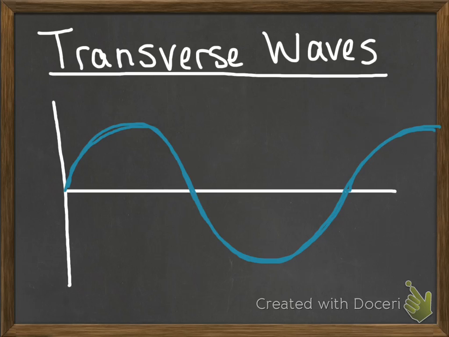But at the same time, it's vibrating up and down. So it's moving up and down and left to right at the same time. So it moves up and down, and it's moving perpendicular to that at the same time. That's how you can tell that it's a transverse wave, because it's got that up and down and that perpendicular motion at the same time.